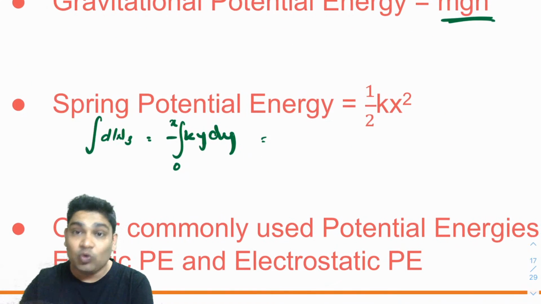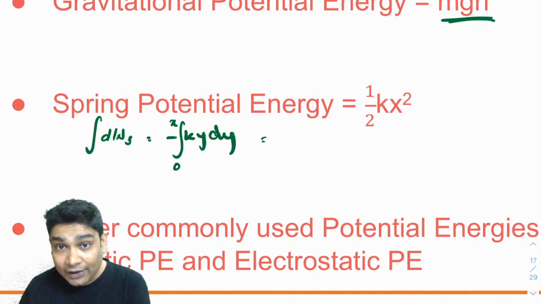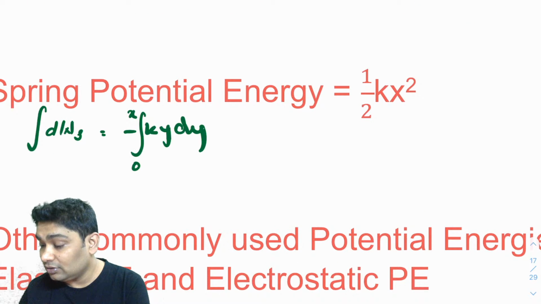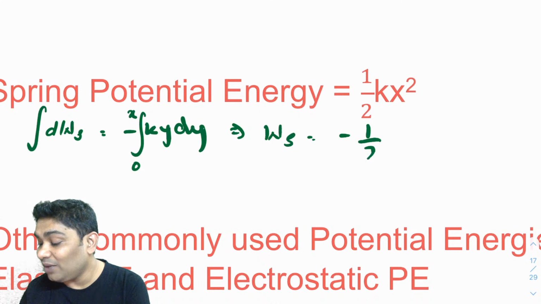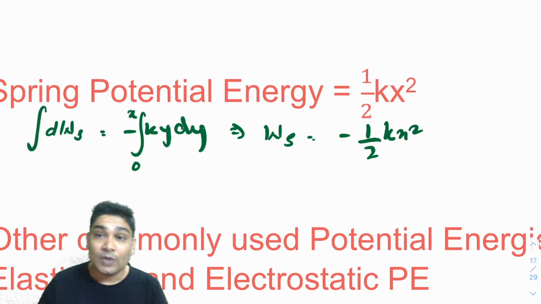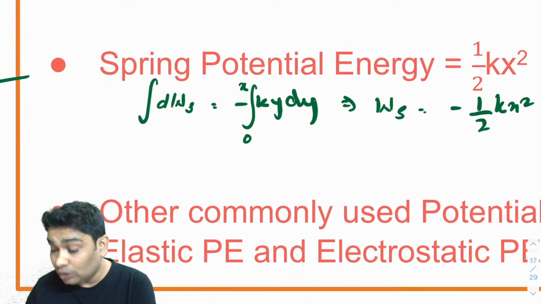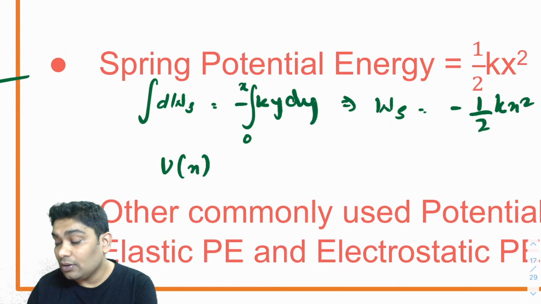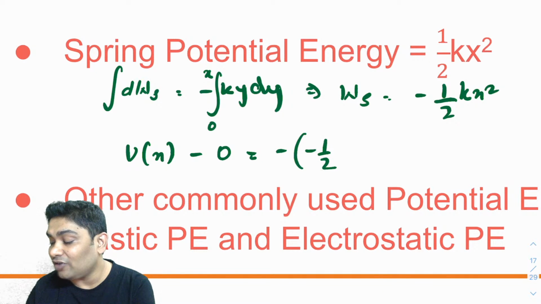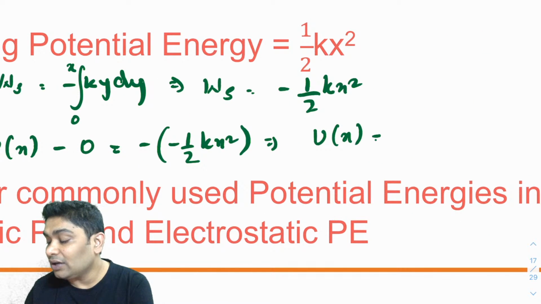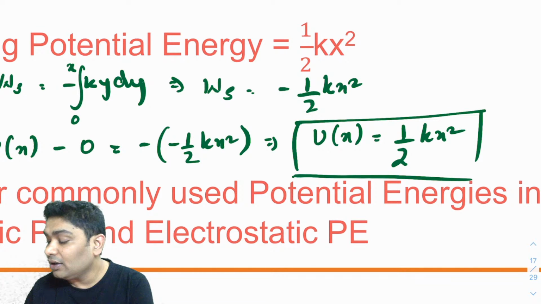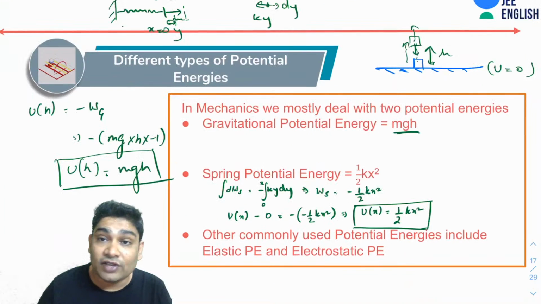So the limits of this integration go from 0 to x, and when I do this integration I realize that work done by spring would be minus half kx square. Now that I have this, I know that U at x minus U at 0, which is 0, would be minus times minus half kx square. So you realize U at x comes out to be half kx square. So this is how I get the equation for the potential energy of a spring.